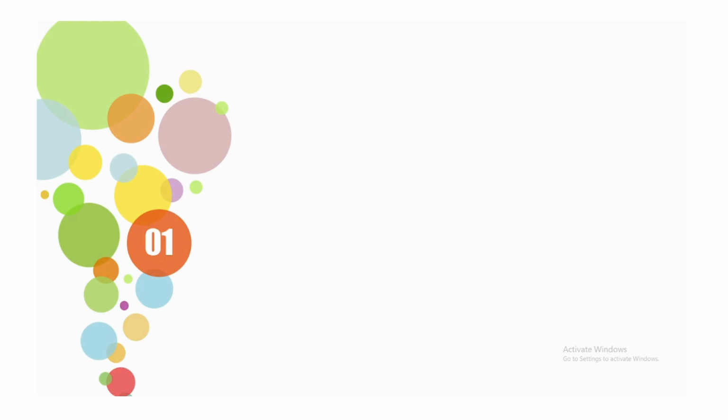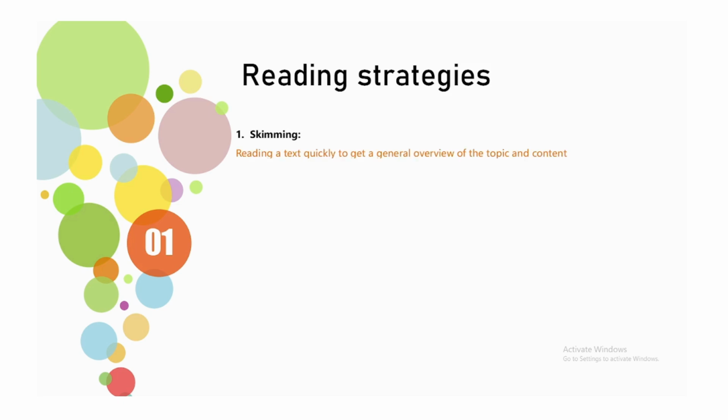First of all, we will do reading strategies. Skimming. Reading a text quickly to get a general overview of the topic and content. Means it is just a normal reading in a quick way.